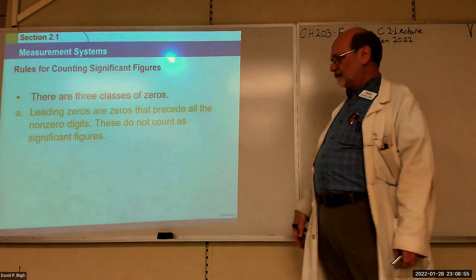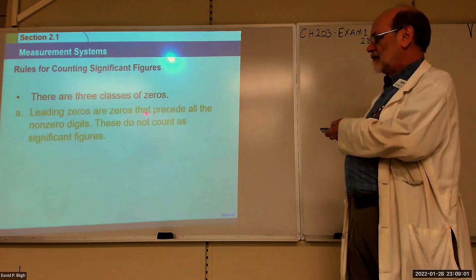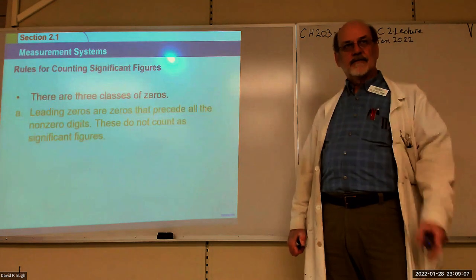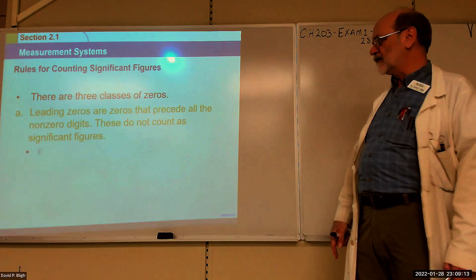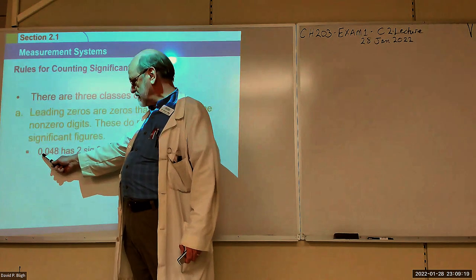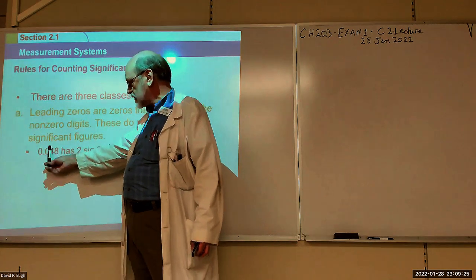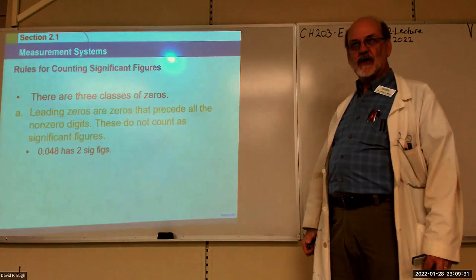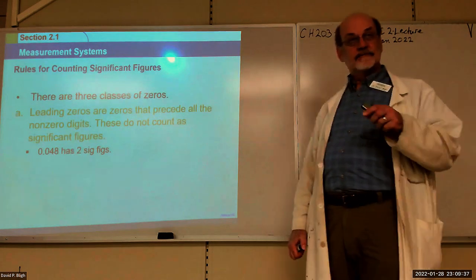Working from left to right, all leading zeros that precede non-zero digits are not significant. So remember that decimal number with all the zeros to the left? None of those zeros are significant. Here's another example. There's your decimal. It's preceded by a zero, which is good. And then there's another zero before you get to the first non-zero number. Those two zeros are not significant. They're just placeholders. So this number only has two significant figures.